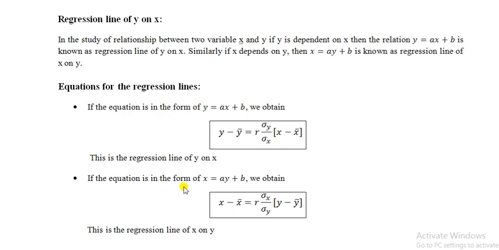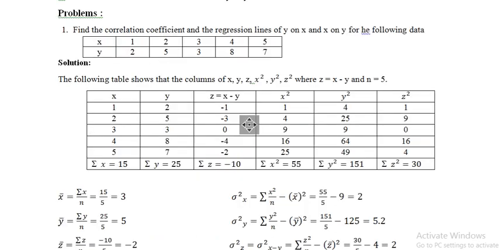Second one, if the equation is in the form x = ay + b, we obtain the formula x − x̄ = r · (σx/σy) · (y − ȳ), and this is the regression line of x on y. So for calculating y on x, we use the first formula. For calculating the regression line of x on y, we use the second formula.